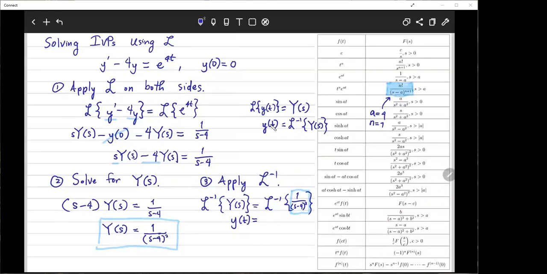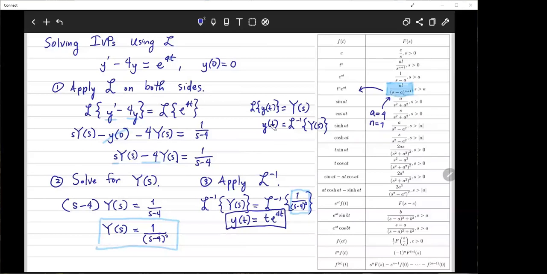So therefore, ito ngayon yung inverse Laplace na kailangan natin. So t raised to n where n equals 1, so t times e raised to at where a equals 4. So e raised to 4t. Ito na ngayon yung solution sa initial value problem. So ito lang yung procedure for solving IVPs using the Laplace transform: apply the Laplace transform on both sides, solve for Y of s, and then apply the inverse Laplace transform.